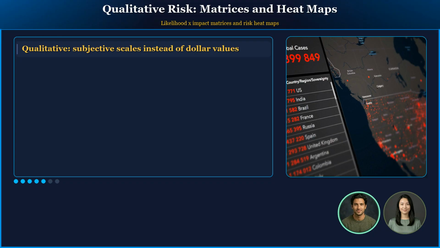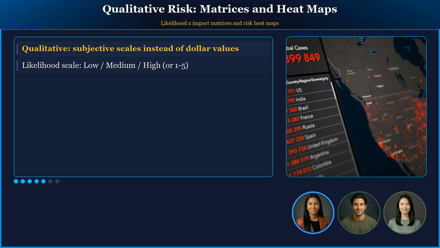Quantitative analysis is precise, but it requires accurate dollar values for assets, which many organizations cannot confidently produce. That is where qualitative risk analysis steps in. Instead of calculating exact dollar losses, qualitative analysis uses descriptive scales: low, medium, high. ISO 27005 and NIST 800-30 both describe qualitative analysis as a valid and widely used method. The output is a risk rating rather than a dollar figure.